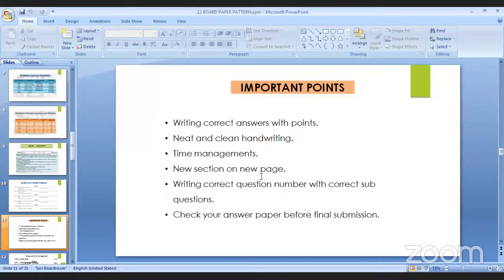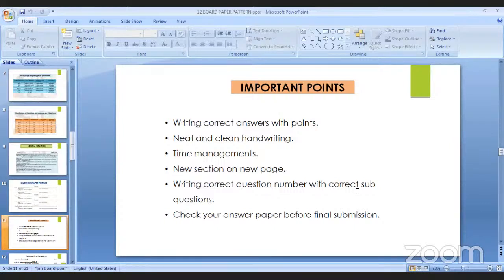New section on new page. Yes, we stick to this, students. New section on new page. As I have said, don't just haphazardly write any section on any page. At the end, due to lack of time, it may happen, but if from the beginning your paper is haphazardly written, it will give a very bad image to the paper checker.